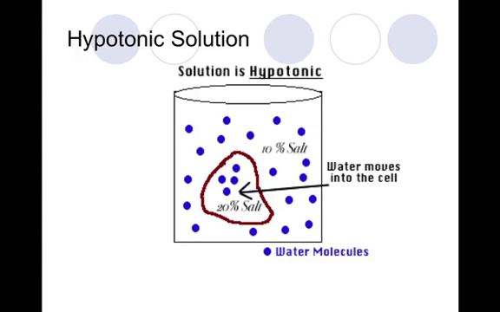Hypotonic solution looks like this. I have more stuff, 20% salt inside, 10% salt out. So I have 90 water out, 80 water in, which means water is going to move in.